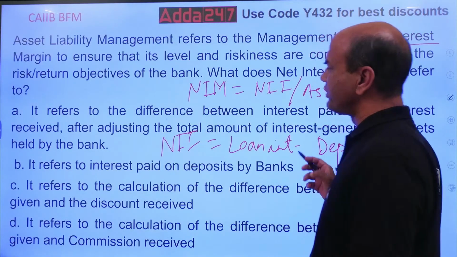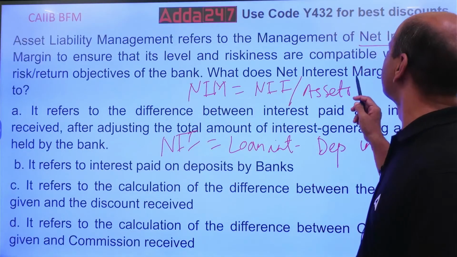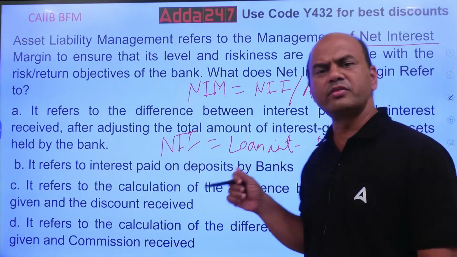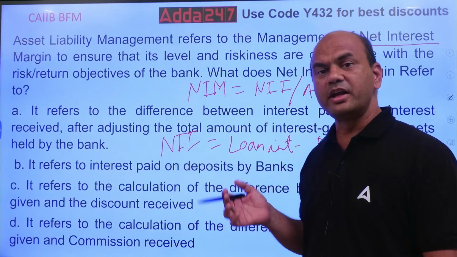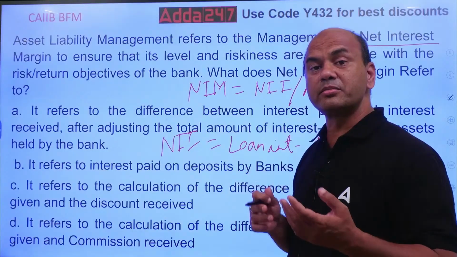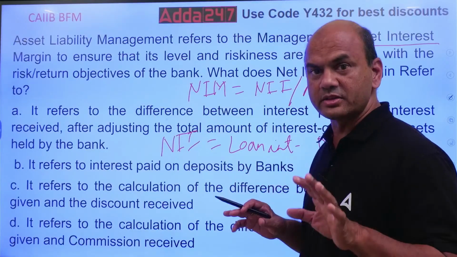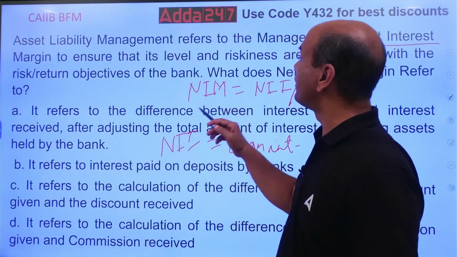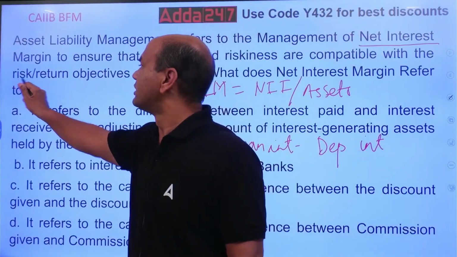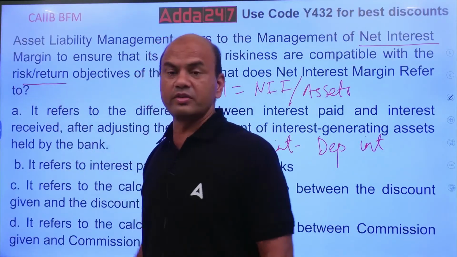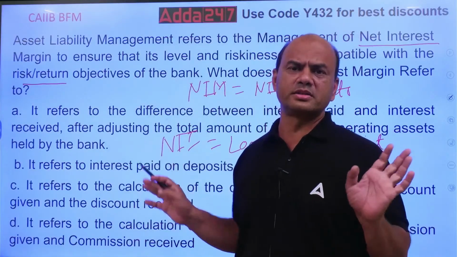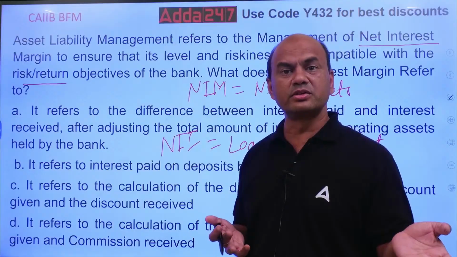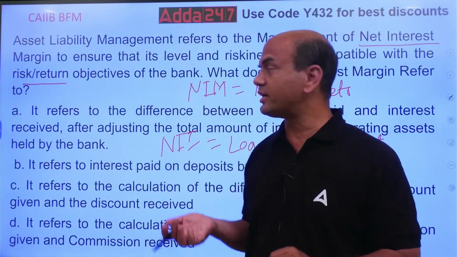So anyone will feel that if this NIM is high, everyone will be happy. But it means you are getting higher interest. It means you might be giving some riskier loans. That is also possible. So this is the meaning of risk return objectives. So your risk and return should always match. I don't want huge returns. For that, I'll have to give riskier loans. That is also not required, isn't it?